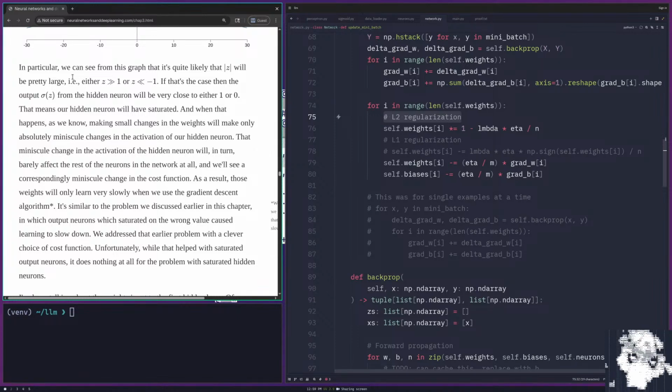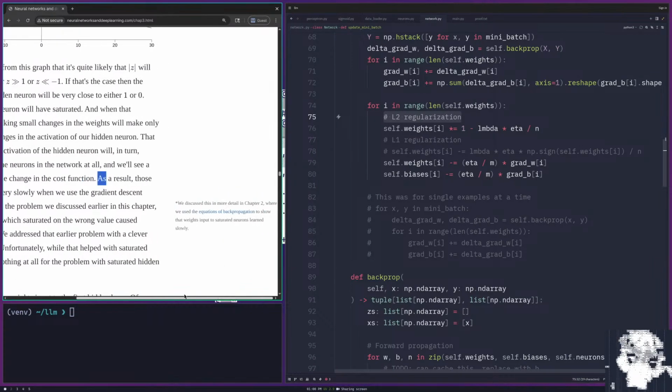If that's the case, then the output sigmoid of z from the hidden neuron will be very close to either 1 or 0. That means our hidden neuron will have saturated, and when that happens, as we know, making small changes to the weights will only make absolutely minuscule changes in the activation of our hidden neuron. That minuscule change in the activation of the hidden neuron will, in turn, barely affect the rest of the neurons in the network at all, and we'll see a correspondingly minuscule change in the cost function. As a result, those weights will only learn very slowly when we use the gradient descent algorithm.